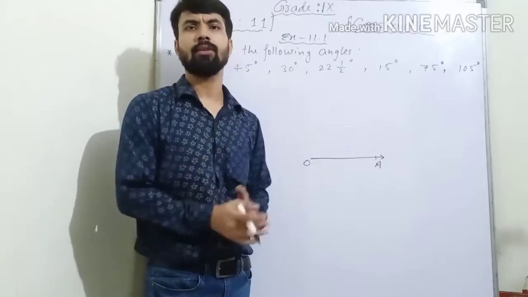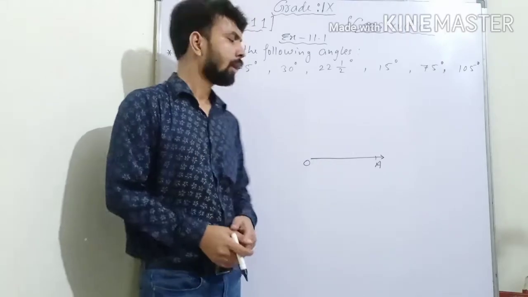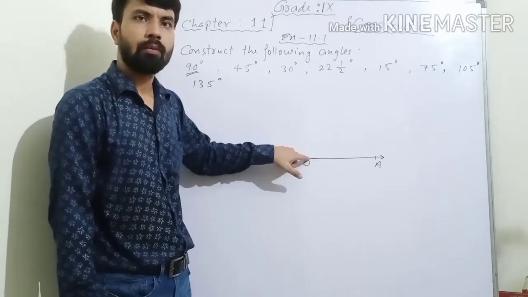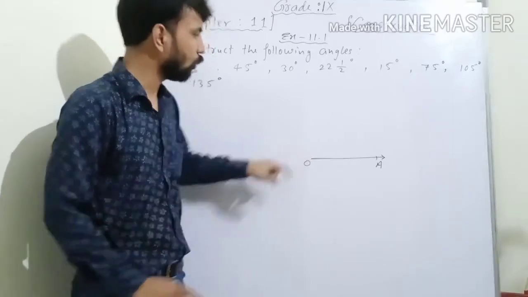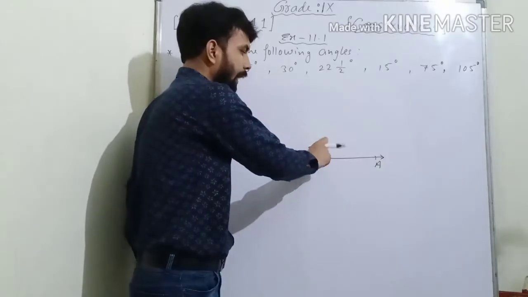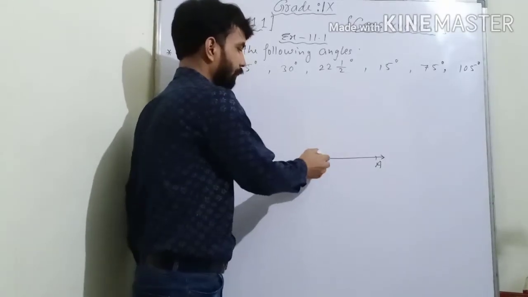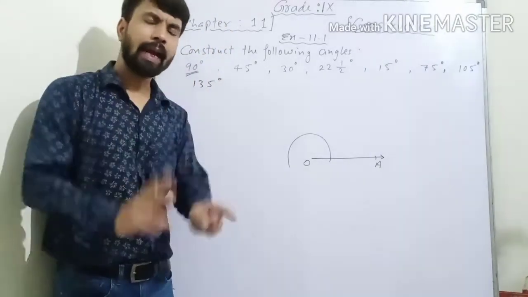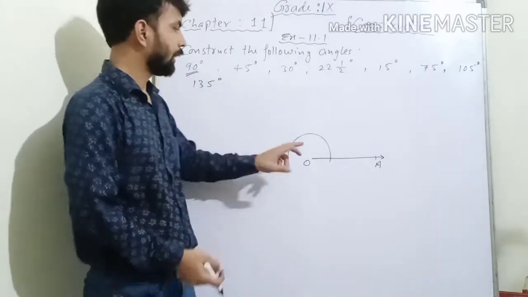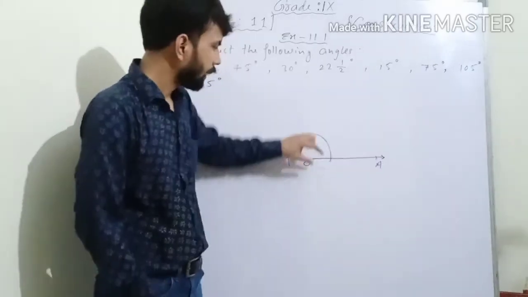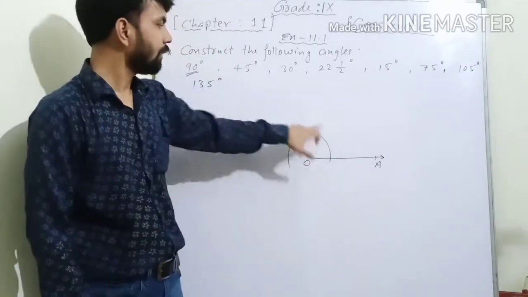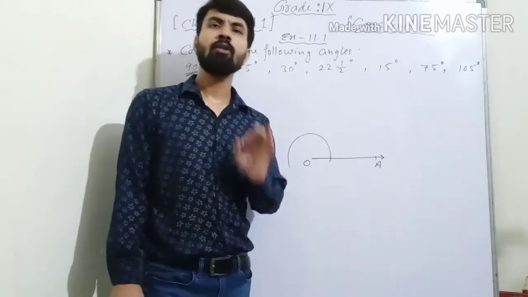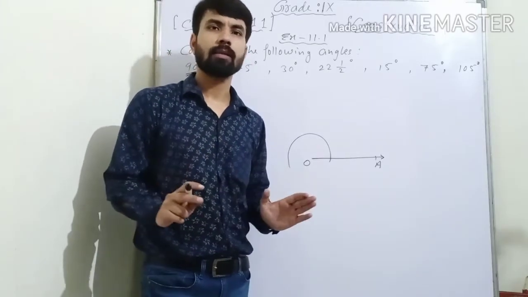Take any distance in your compass. Clear? Now put your compass at the point O. Where you have to put your compass? At O. Like this. And construct a semicircle like this. Put your compass at O and construct a semicircle. Got it? Now, without changing the distance in your compass.